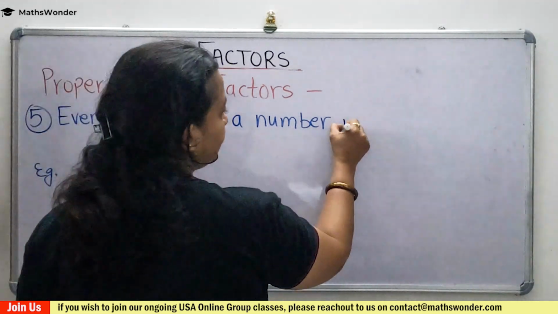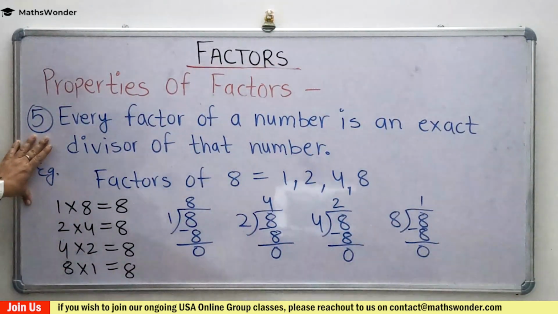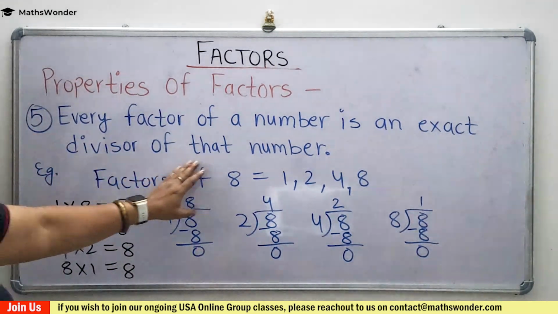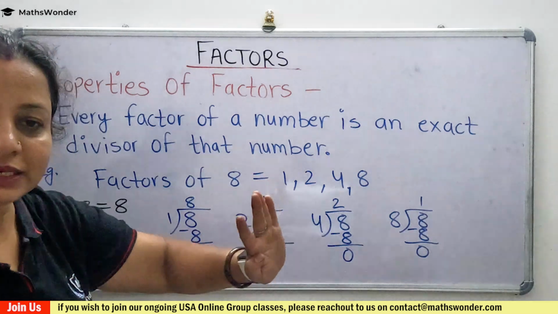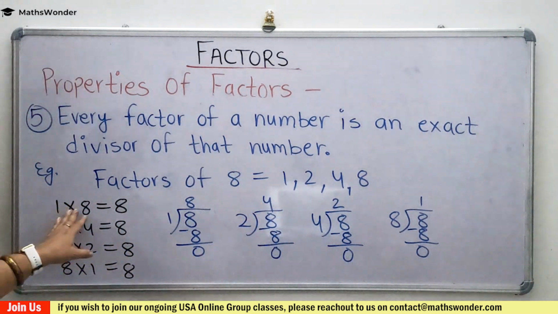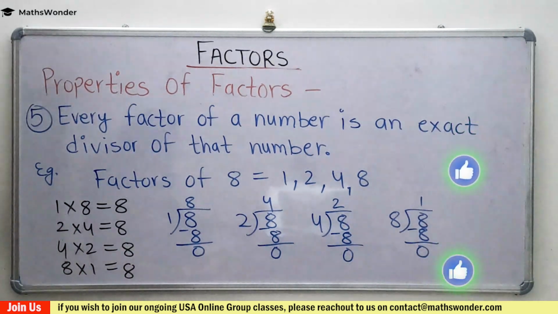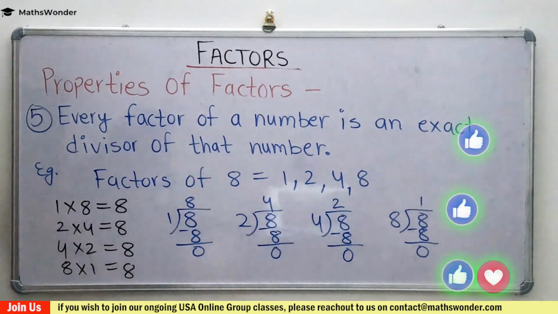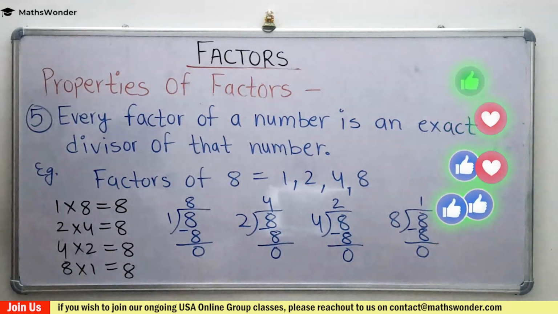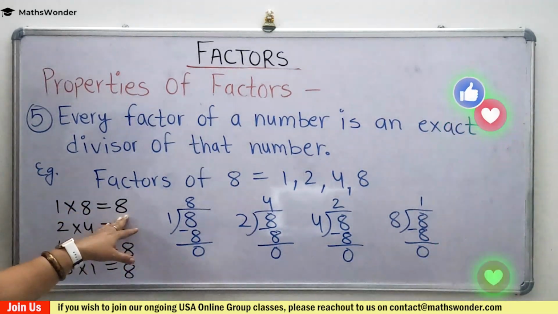So the last property: every factor of a number is an exact divisor of that number. So these are the 4 factors. When you divide, you will get the exact divisor, right? Only those 4 factors? Yeah, only those. Can you find any more? No, because 1 times 8 will give 8.